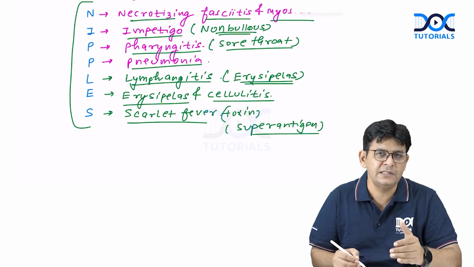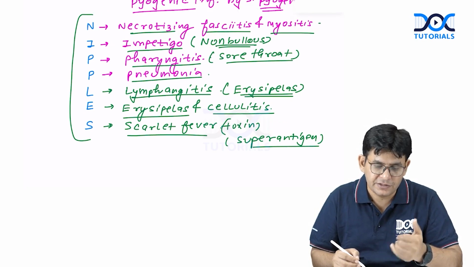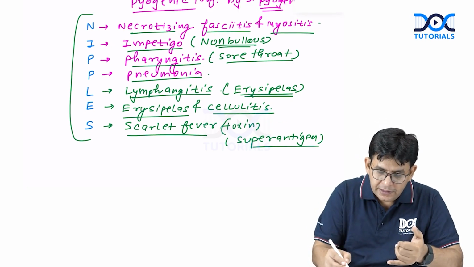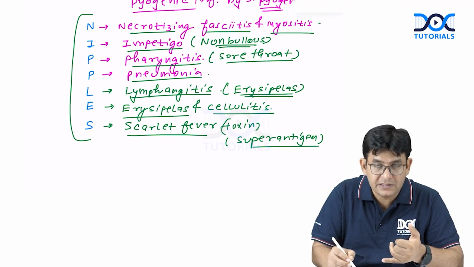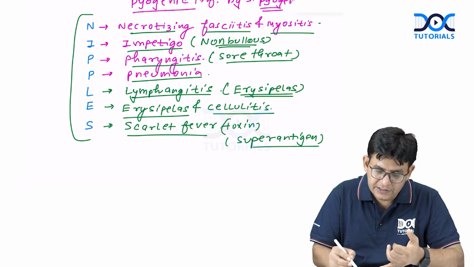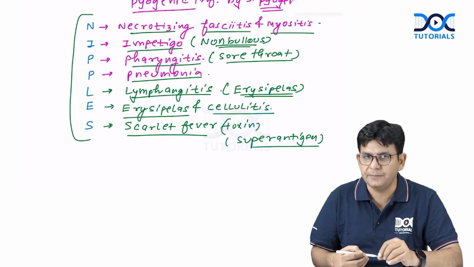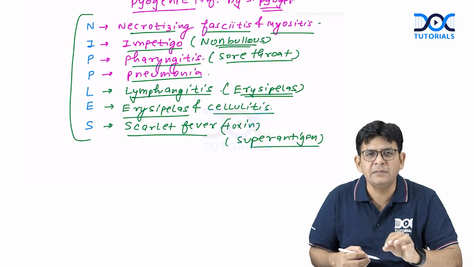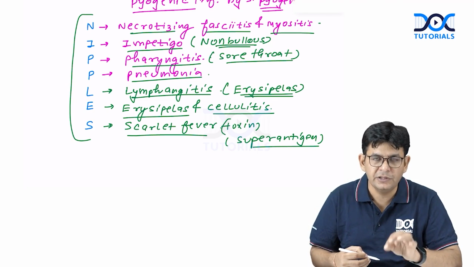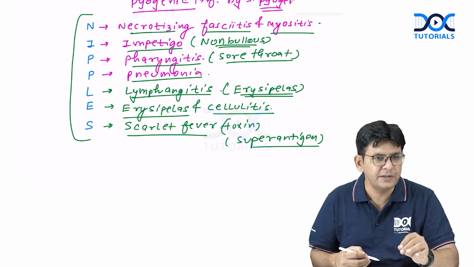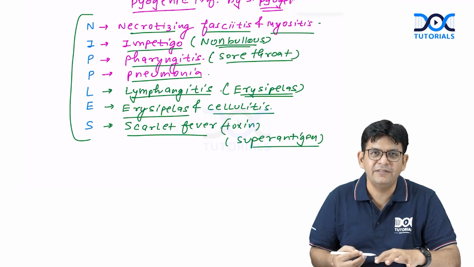Is it fine? So this is important if you want to remember some of the names of the diseases done by Streptococcus pyogenes, and these are which infections? Pyogenic infections. Again, NIPPLES: necrotizing fasciitis and myositis. I is impetigo. P is pharyngitis. P is also pneumonia. L is lymphangitis. E is erysipelas and cellulitis. S is scarlet fever. Okay. So at least something you will be able to recall in the exams by this mnemonic for Streptococcus, that is NIPPLES.